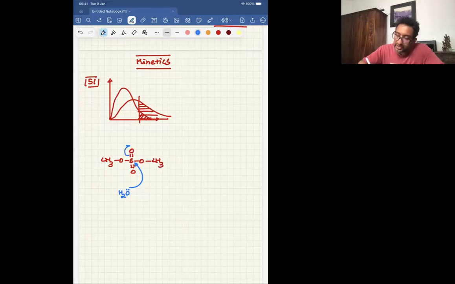This is going to break over here, right? And in the next step, it comes back over here and this is going to leave, right? In another step, this is going to leave, and that is how you get this ROH, CH3OH, 2 of them, right? What is the other product? This sulfur with that oxygen, you get sulfuric acid, H2SO4. CH3OH and sulfuric acid is what you get.